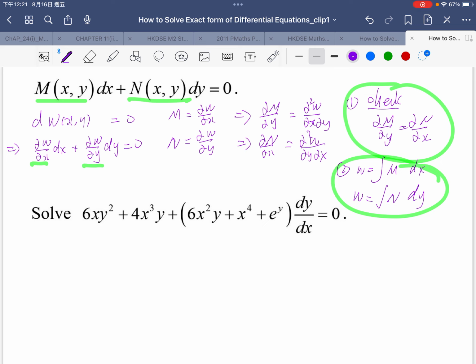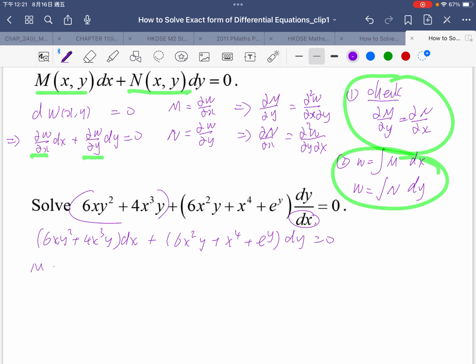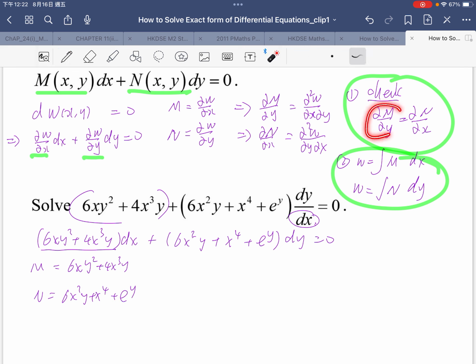Okay, now we start an example. I multiply this dx into this one: (6xy squared plus 4x cubed y) dx plus (6x squared y plus x to the 4 plus e to the y) dy. In this case, M is equal to this one, and N is equal to 6x squared y plus x to the 4 plus e to the y.